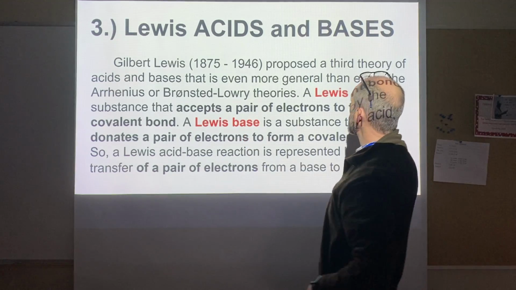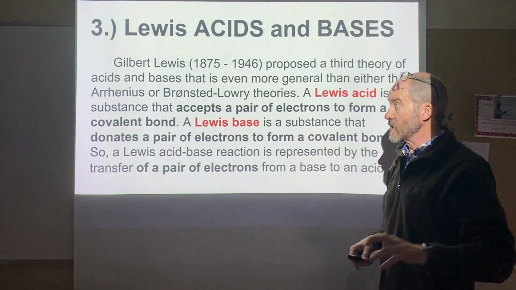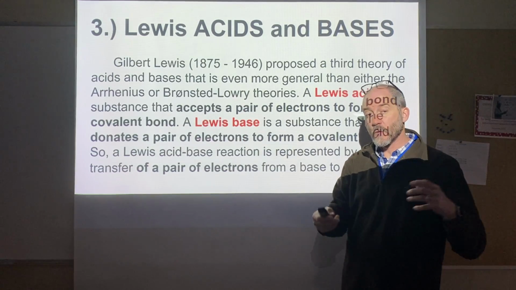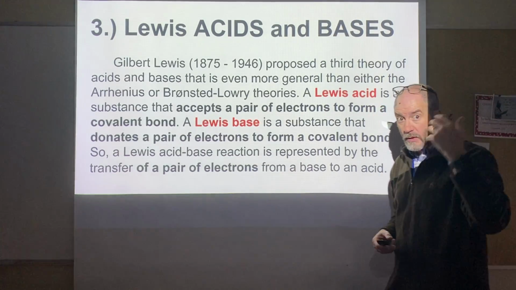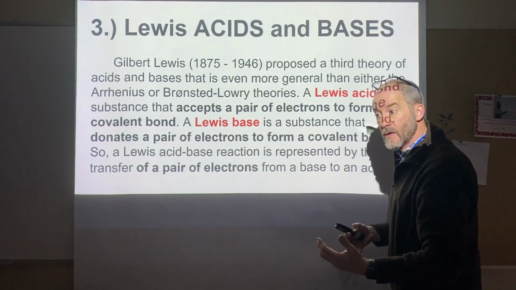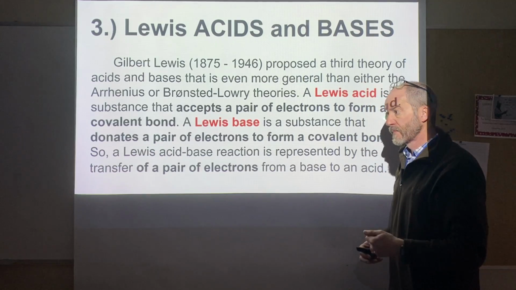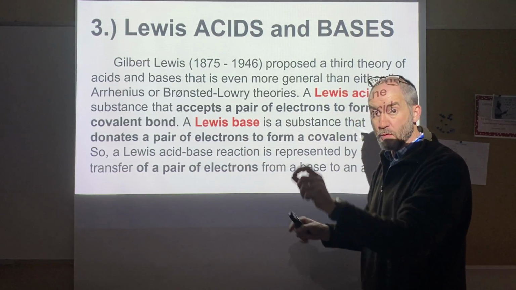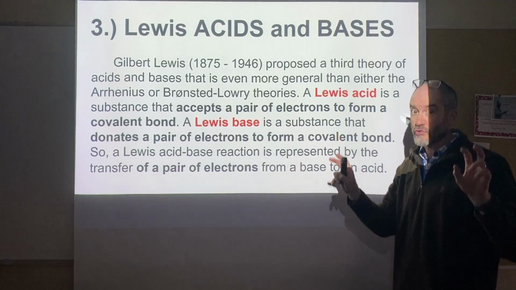Gilbert Lewis proposed a third theory of acids and bases that is even more general than Arrhenius or Bronsted Lowry. This is where you really need to key in, because this is the third one and the last part. With Arrhenius, you had to bring the H+ and the OH- with you. With Bronsted Lowry, we focus on the movement of the H+, whether you accept it or give it. Now, in Lewis, we're going to concentrate on electrons.